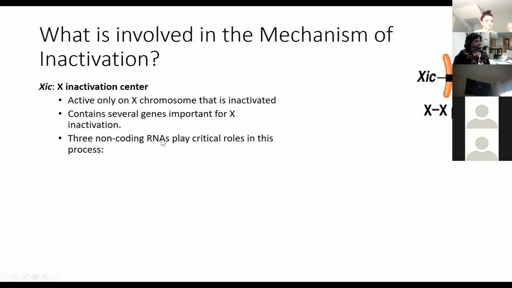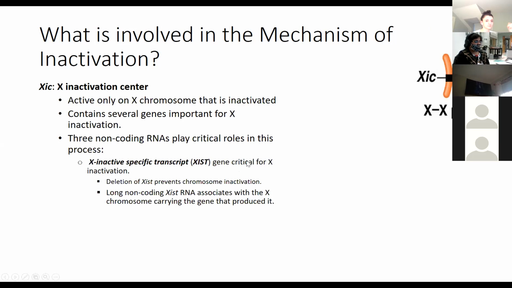Three non-coding RNAs play critical roles in this process. These include the cis gene, or X inactive specific transcript. This is critical for inactivation. If you have a deletion in this gene, then you won't see chromosome inactivation. So if this gets deleted, there is no inactivation going on. The RNA itself carries the gene that produces it.